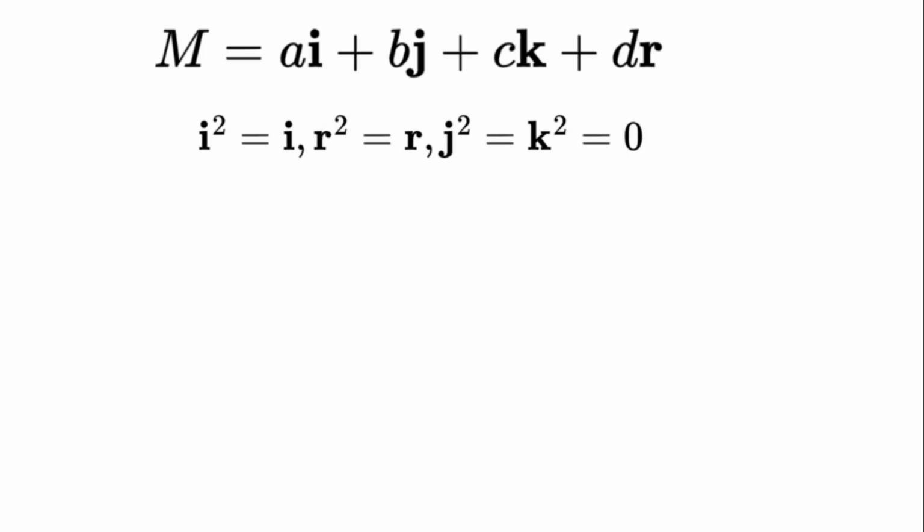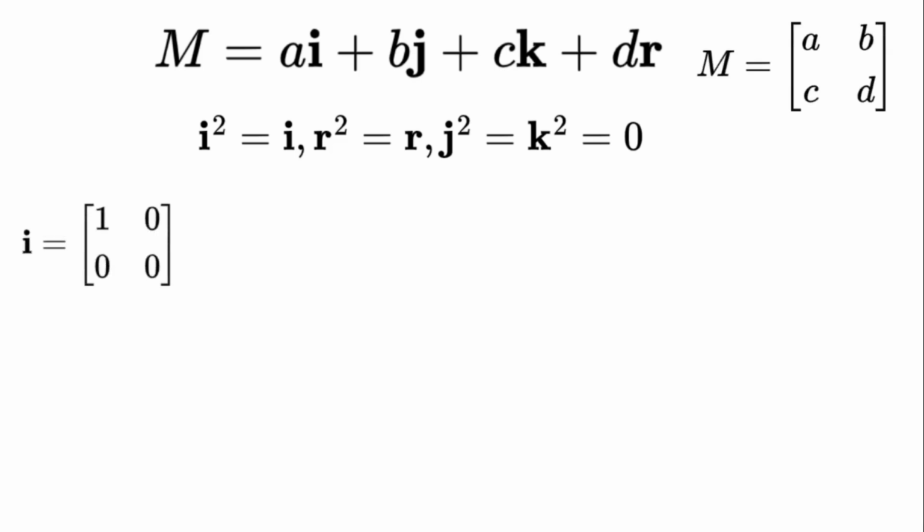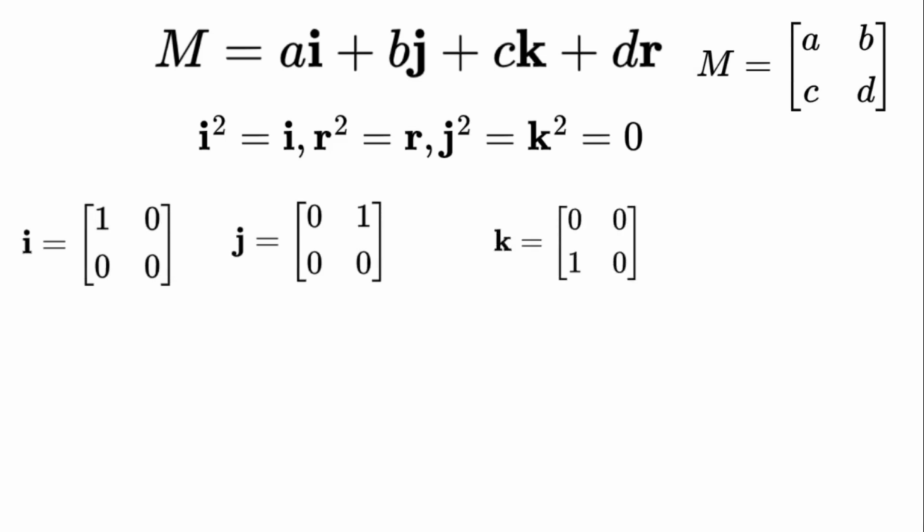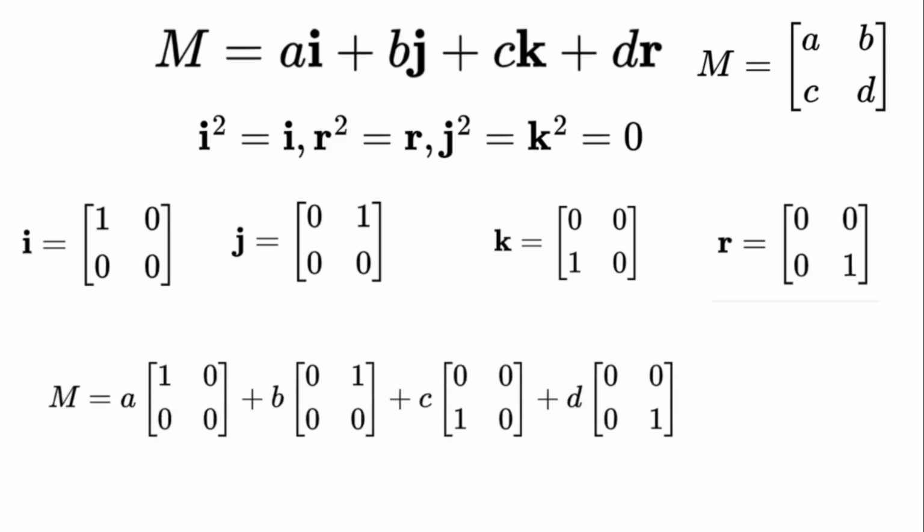To see why, let's define the basis elements as actual matrices. I is the matrix with a 1 in the top left corner and zeros everywhere else. J is the matrix with a 1 in the top right corner and zeros elsewhere. K is the matrix with a 1 in the bottom left corner and zeros elsewhere. R is the matrix with a 1 in the bottom right corner and zeros elsewhere.